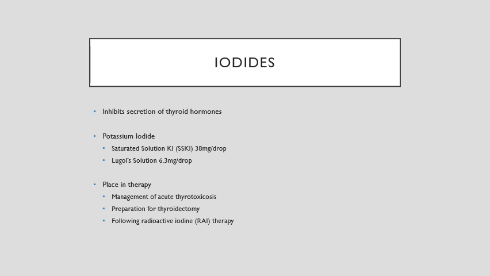The second type of treatment that we could give our patients with hyperthyroidism are iodides. These are a temporary solution and are not used long term for treatment. We rarely see them as adjunct, but they do temporarily block iodine organification and therefore inhibit the secretion of thyroid hormones. Potassium iodine, or saturated solution KI, SSKI, comes in a formulation of 30 milligrams a drop, and the Lugol solution comes in a formulation of 6.3 milligrams a drop.